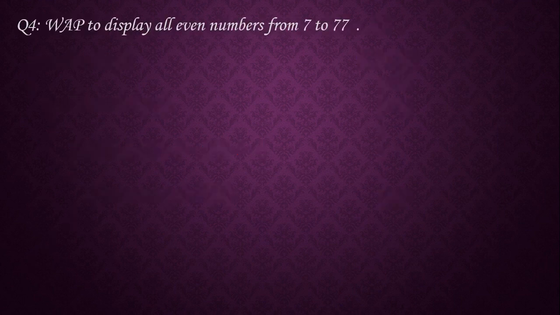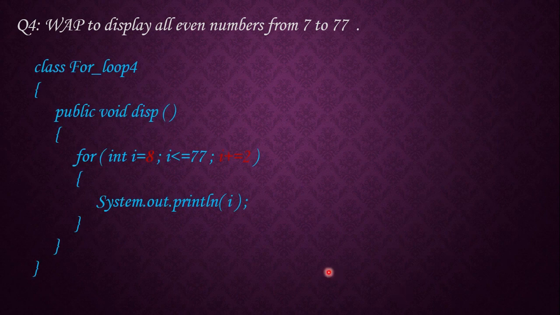Okay. Next one. It has now told us to display all even numbers from 7 to 77. Okay. So let us see. The first even number in the range from 7 is my value 8. So 8 is the even number. So I am starting the value as 8, and even numbers are in the interval of 2, and my final condition is up to 77. Okay.